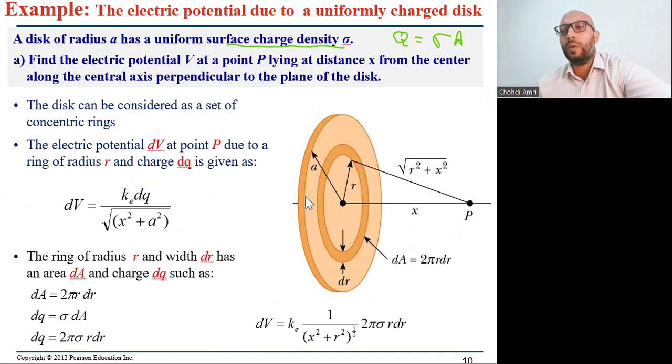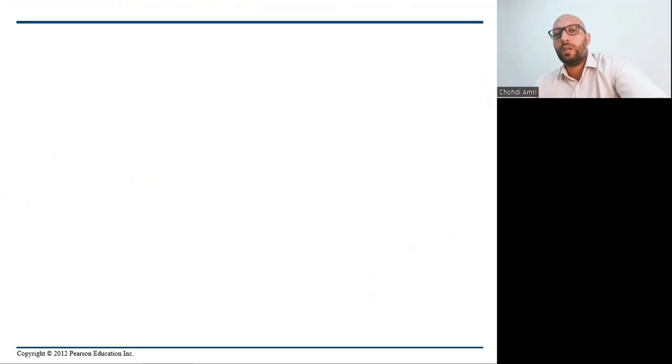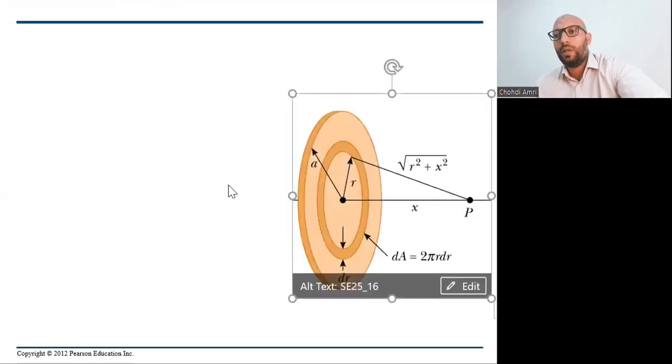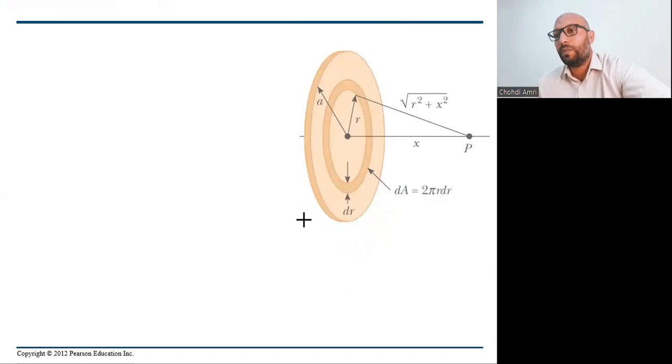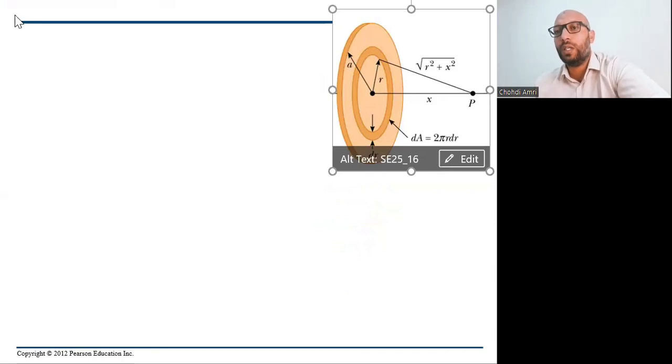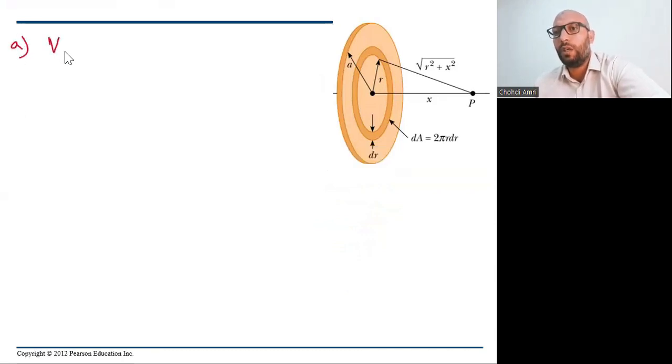Okay, so as usual, let's try to get this figure and let's try to solve step by step. Here also we have continuous charge distribution, so the electric potential V will be equal to K integral of dq over R. As we said before, we have to express our dq, our distance R, and our integral.